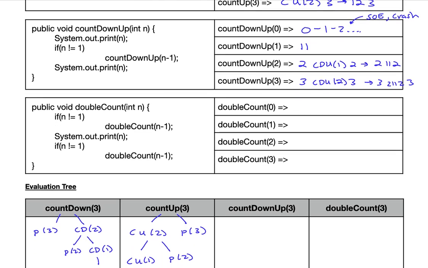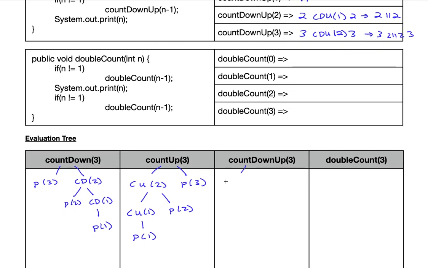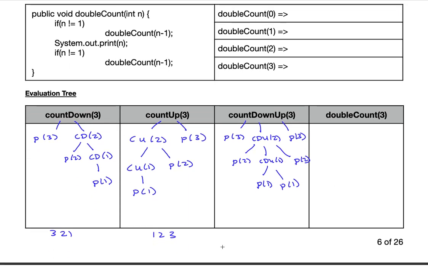So if we look at the tree diagram for that, count down up first prints the 3, then it does count down up 2, then it prints the 3. Then count down up 2 will first print the 2, then do count down up 1, then print the 2. And then count down up 1, it just prints the 1, and then prints the other one. So it gives you 3, 2, 1, 1, 2, 3.